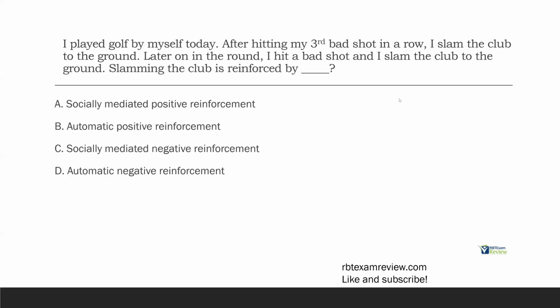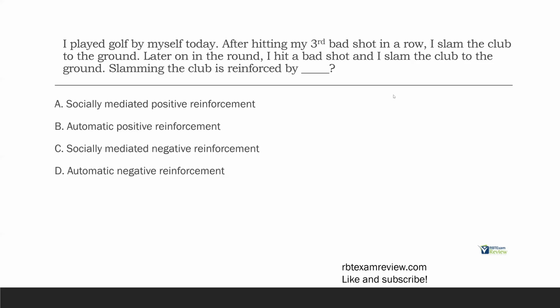So right now we know ABC: hit a bad shot is the antecedent. The response is slam the club. The consequence is the club makes contact with the ground. Maybe it gives you an automatic feeling, right? We just know the behavior continues to happen. It's being reinforced, okay?